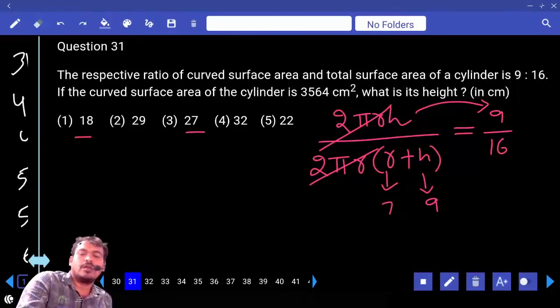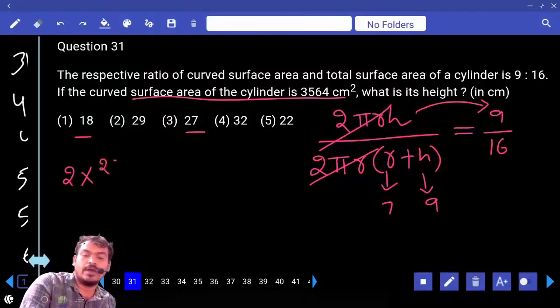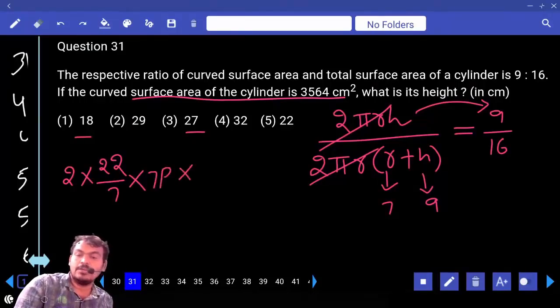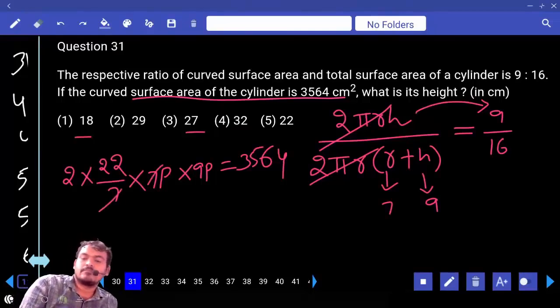And one more, curved surface area of the cylinder is given how much? 3564. Curved surface area means we written 2 pi r h or not? 2 into 22 by 7 into, what is the radius? 7 parts or 8 parts? 7 parts into height value 9 parts, equal to which one? 3564 or not? 3564. 7 cancel or not?